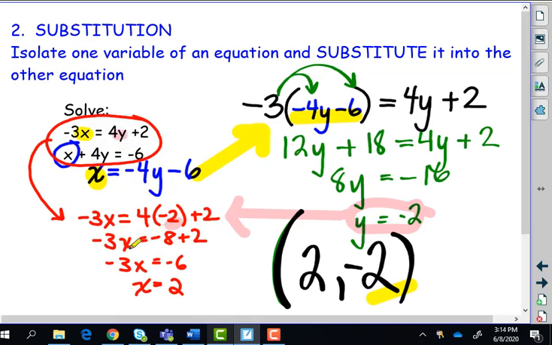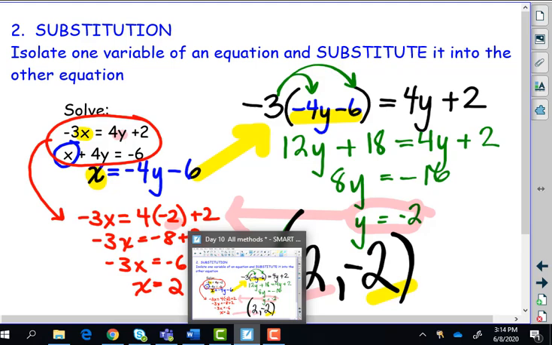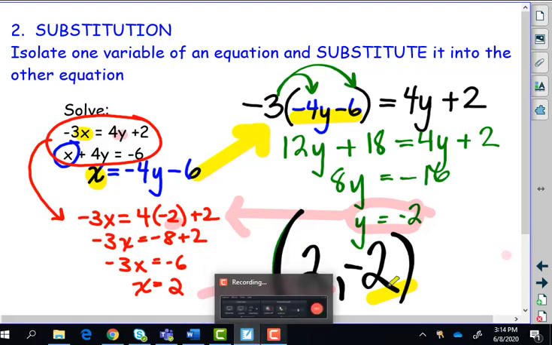And then this time I'm only going to have x's, and I can solve for x. And then I get x is equal to +2. So pause it if you need to. Copy down the notes. Maybe you might even need to listen to it again if you need to. Okay? But I am going to keep going for the sake of this video.